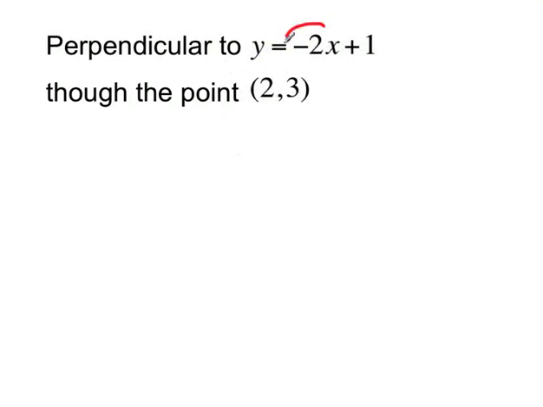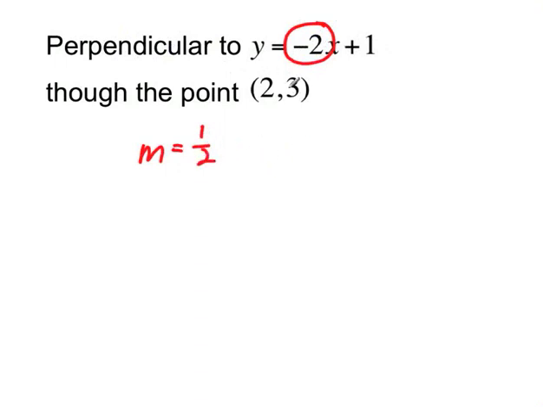So the slope of this guy is going to be negative 2. But it wants a slope that's perpendicular. Now, if you want parallel, it's the same slope. Perpendicular means it's going to be the opposite reciprocal. So my new slope is going to be the opposite. So instead of negative, it's going to be positive. Reciprocal, instead of 2, it's going to be 1/2.